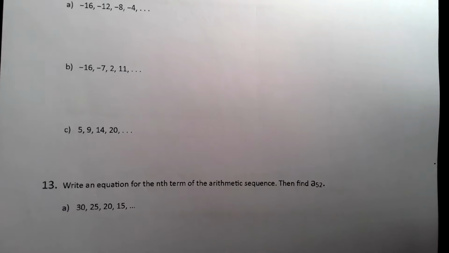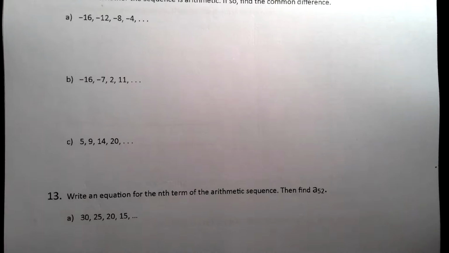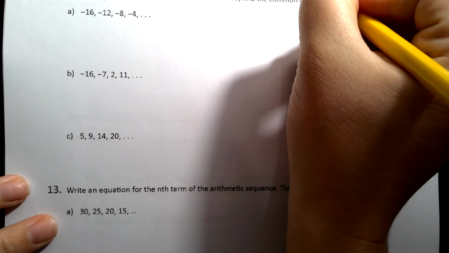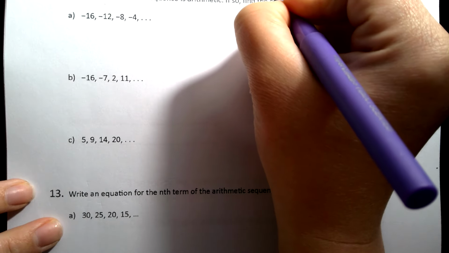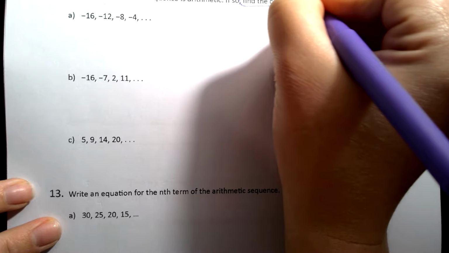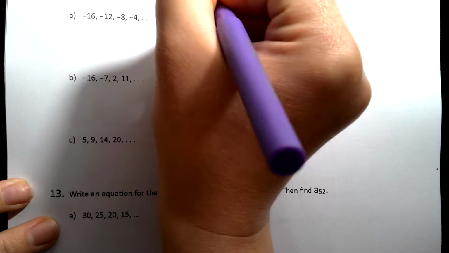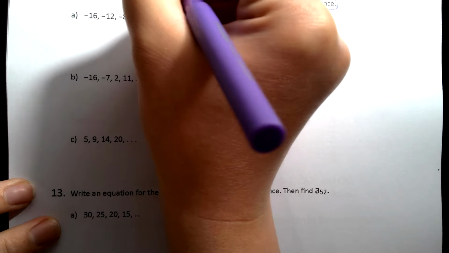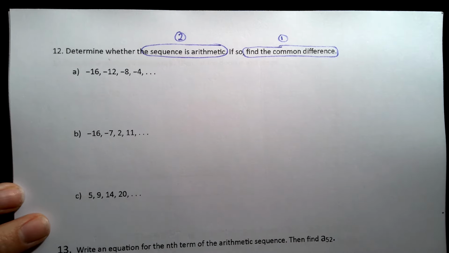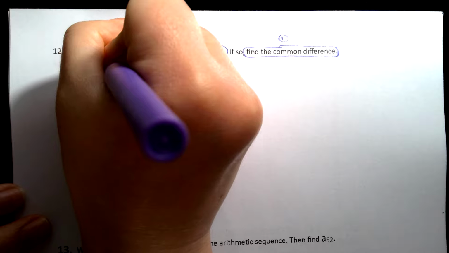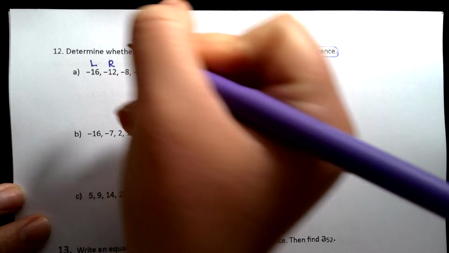Question number 12. Determine whether the sequence is arithmetic. If so, find the common difference. All right, so we are going to find the common difference. So we're kind of doing this in the opposite order of the question. Find the common difference, if it exists, is going to be your step 1. Then tell if the sequence is arithmetic is going to be step 2. To find the common difference, you're going to take your right number, subtract it by your left number.